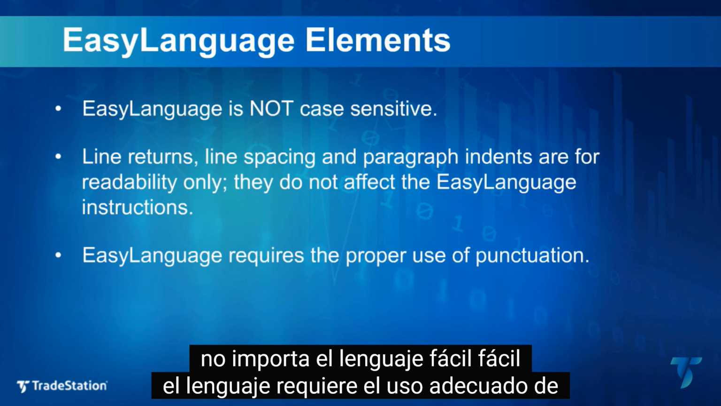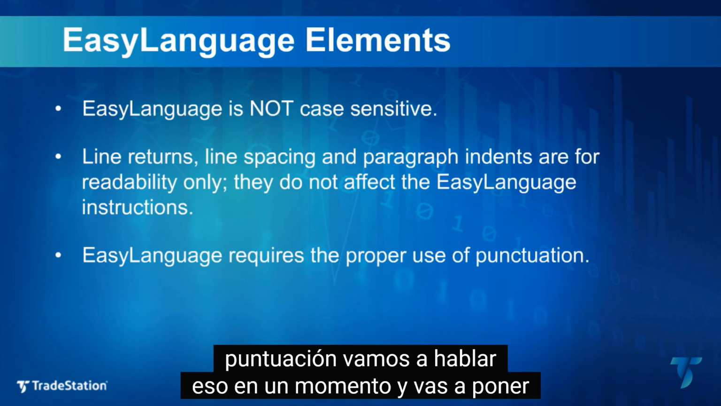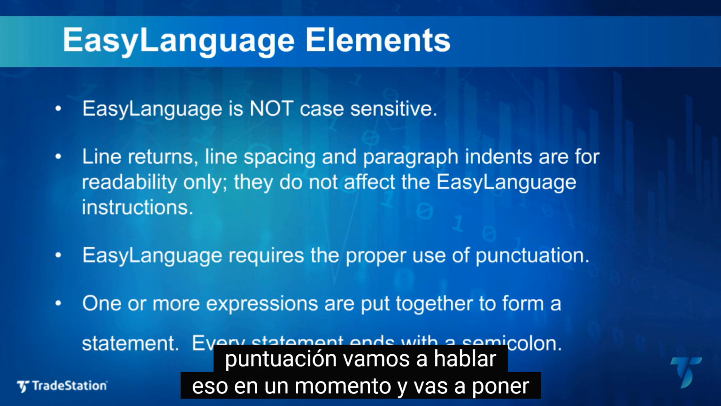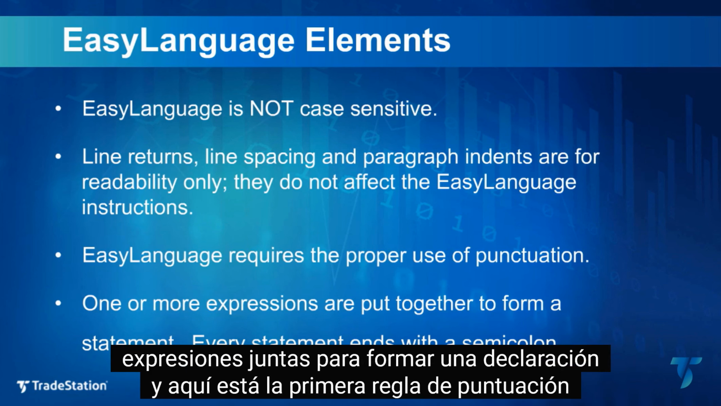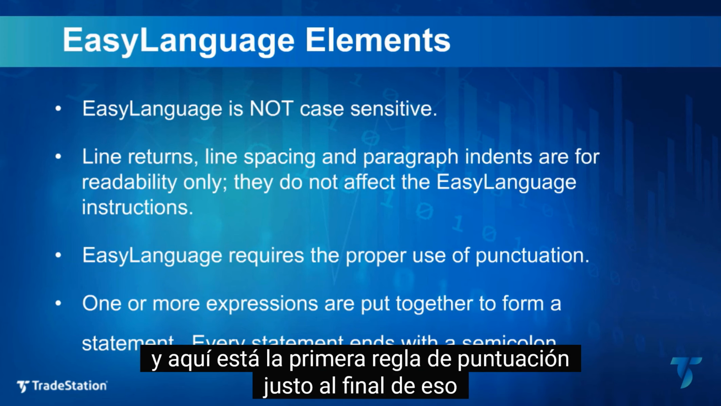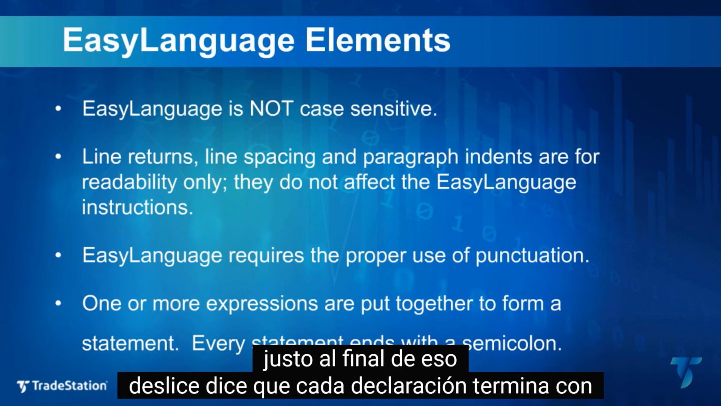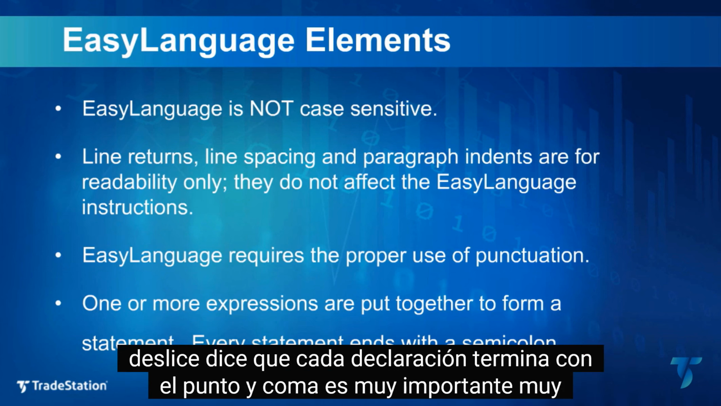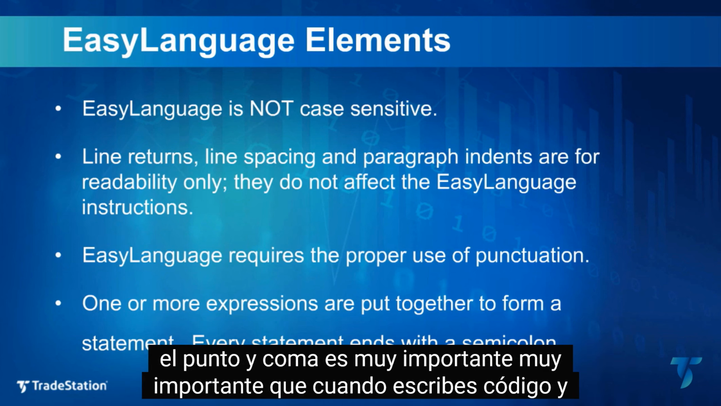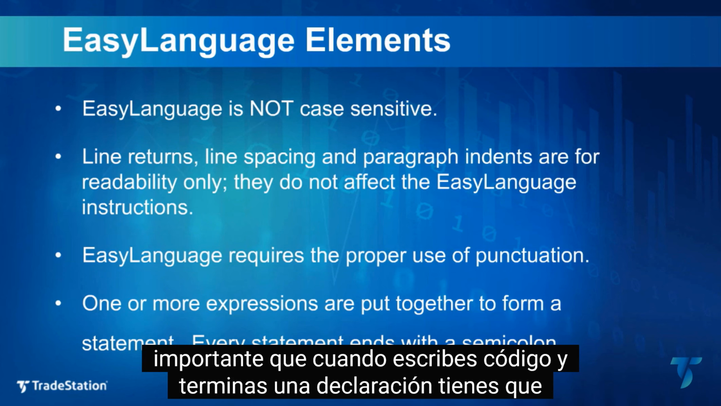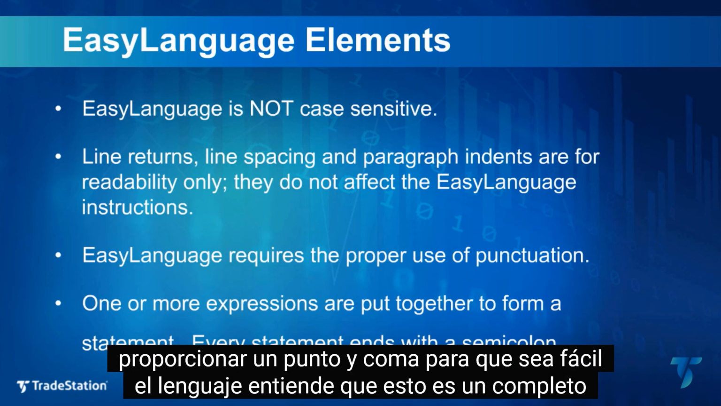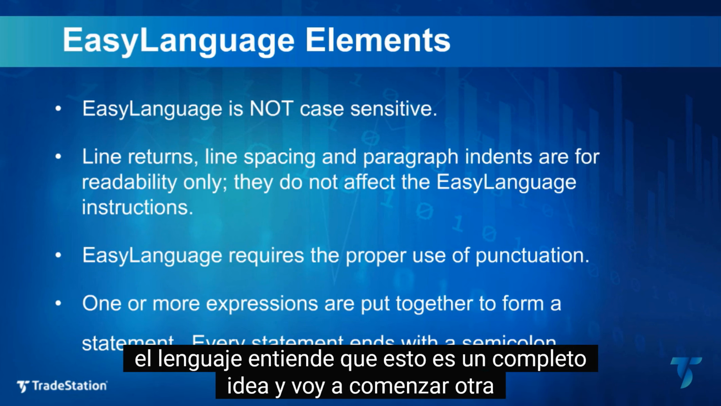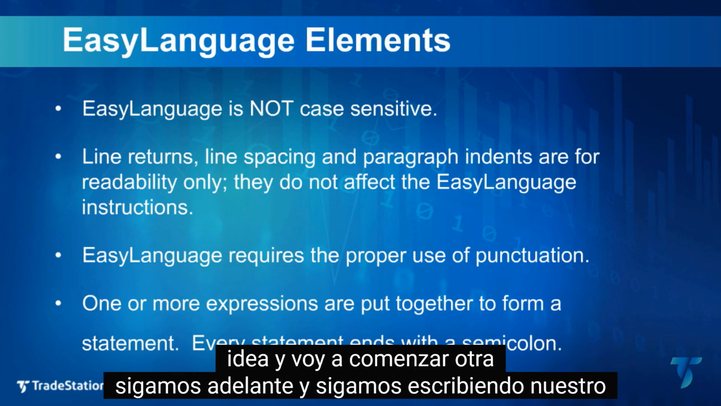EasyLanguage does require the proper use of punctuation. We're going to talk about that in a moment. And you're going to put expressions together to form a statement. And here's the first rule of punctuation. Right there at the very end of that slide, it says every statement ends with a semicolon. It's very important that when you write code and you finish a statement, you have to provide a semicolon so that EasyLanguage understands this is a complete idea and I'm going to start another one. Let's go ahead and continue writing our code.